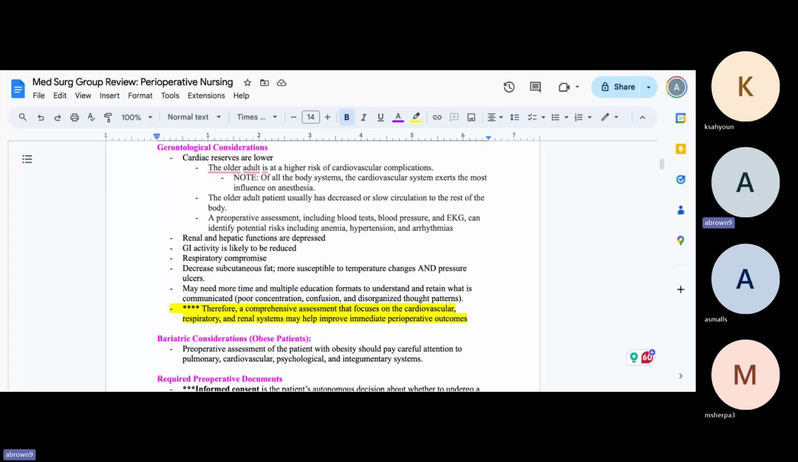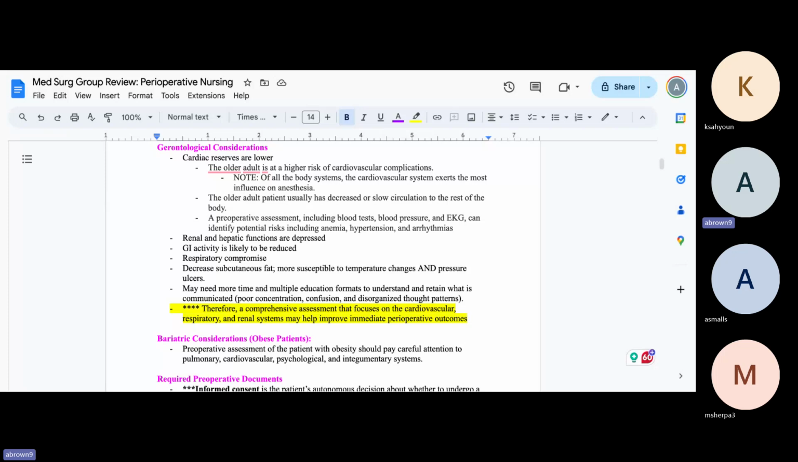Gerontological considerations, so that means older adults. Older adults' cardiac reserves are lower. The older adult is at higher risk of cardiovascular complications. Of all the body systems, the cardiovascular system exerts the most influence on anesthesia. So always pay attention to that with them. The older adult patient usually has decreased or slow circulation to the rest of the body.